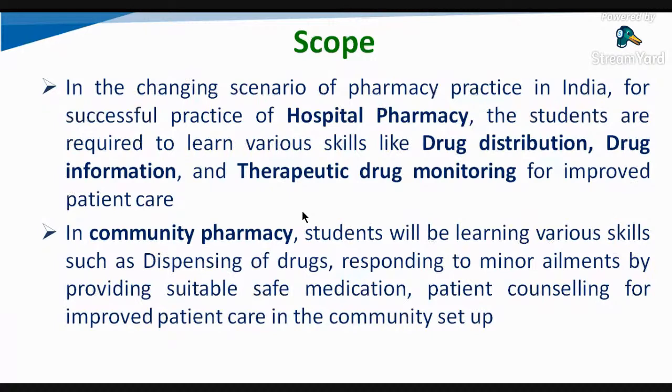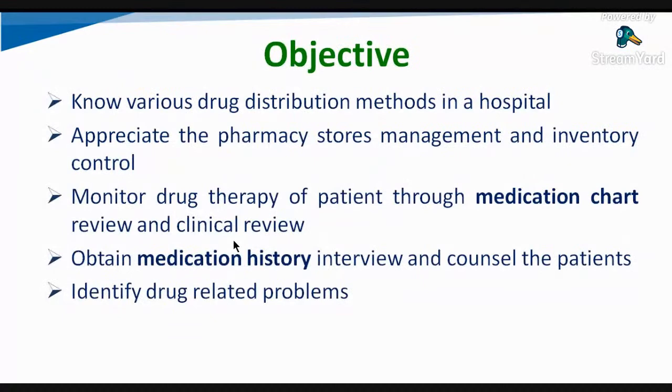So here, one of the things required in the scope is one aspect we need to discuss, the hospital pharmacy, and another aspect we need to learn, the scope of this subject related to the community pharmacy. So these are the basic scope. Then the objective: we should have, or the students should know, the various drug distribution methods in hospital. What the drug distribution system is, they should be aware of.